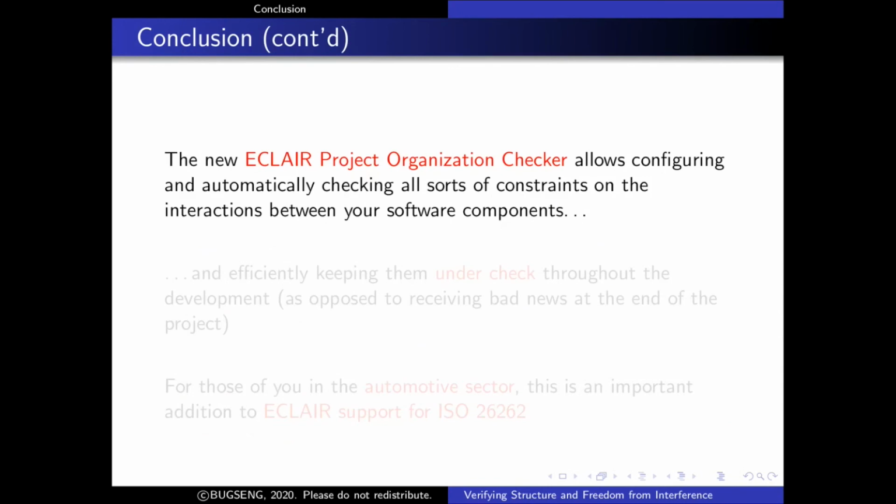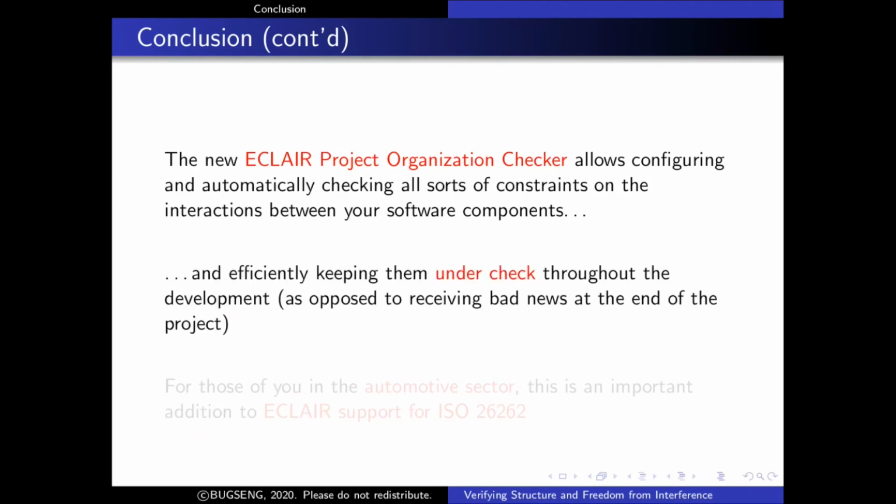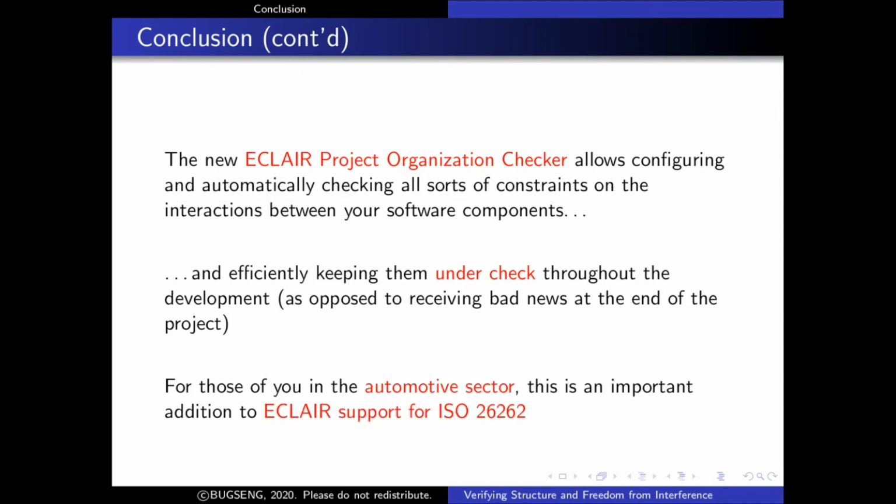I've mentioned the availability of this new ECLAIR project organization checker that allows you to configure and automatically check all sorts of constraints. The examples I've shown are very simple, for very simple systems that are partitioned in a very simple way, but the system is much more flexible in order to capture all software decomposition strategies you may want to use. Last thing I want to mention, for those of you in the automotive sector, this is another important addition to ECLAIR support for ISO 26262. Anyway, most of the things I said are very relevant also for other functional safety standards in which you have to control the interaction between components, and you have to provide evidence that bad things don't happen.